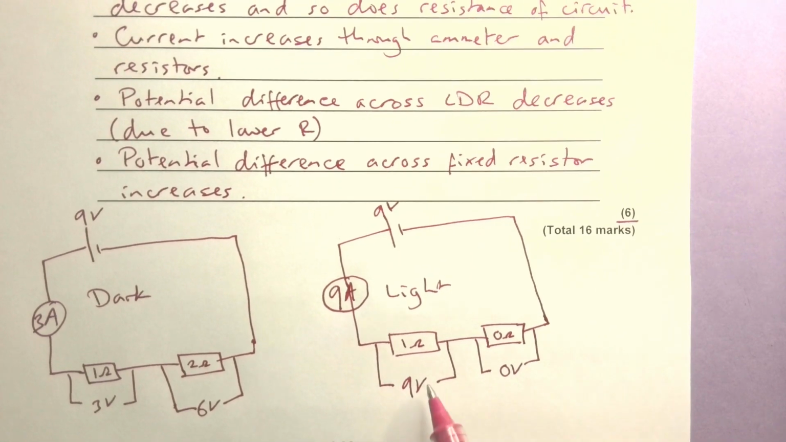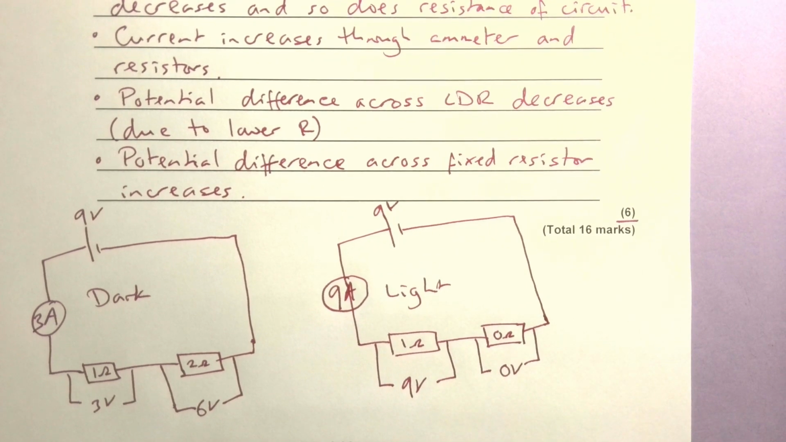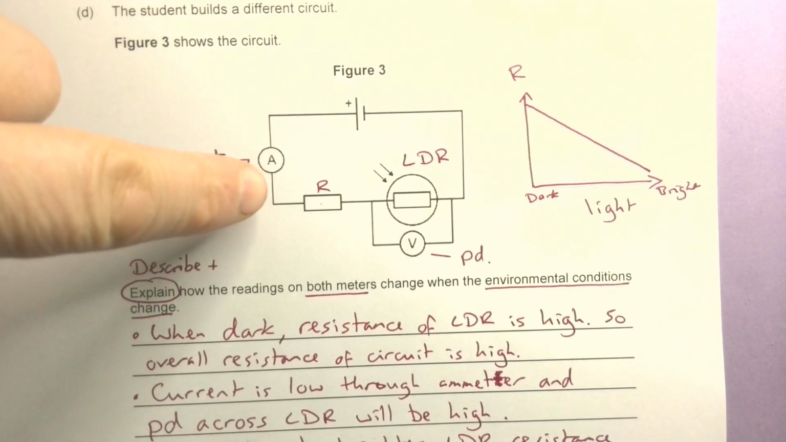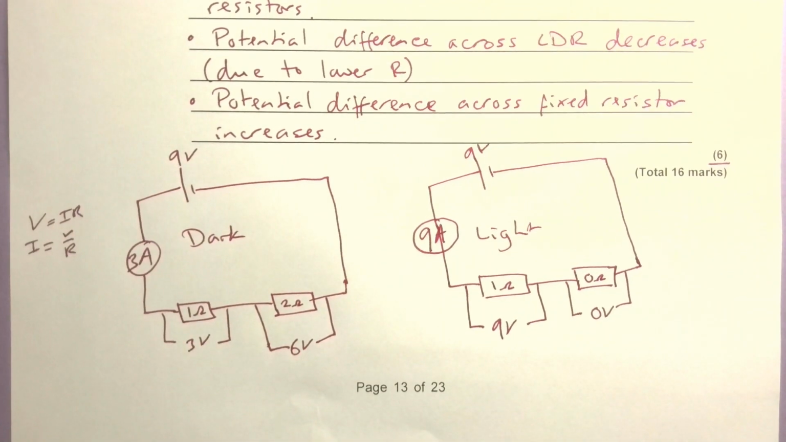Okay, much higher. So the current's gone up. The potential difference across here has gone up. Potential difference here has gone down. Okay, that's how you might go about answering this question. It's just draw 2 circuits. So replace that circuit there with 2 circuits, one for the light and one for the dark, and give yourself nice easy numbers, okay, to help make it more straightforward.